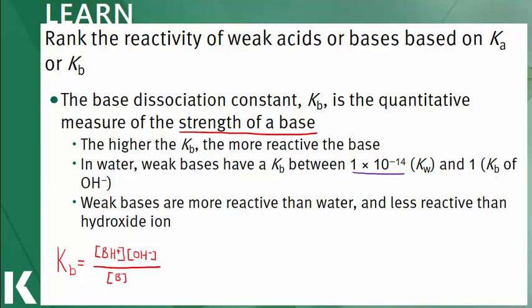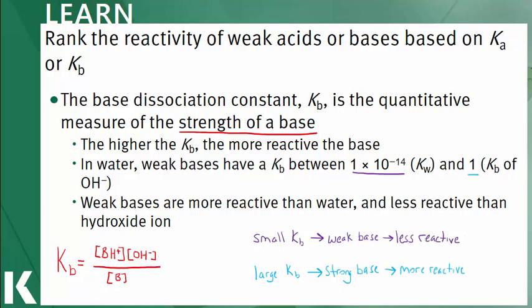A Kb of 1 times 10 to the negative 14th is a small number, and a small Kb indicates a weak base. A weak base will dissociate less, so we'd expect it to be less reactive. Again, the opposite trend holds true when Kb is larger. As the Kb approaches a value of 1, the larger Kb tells us that we have a strong base. Since the base would be expected to dissociate more, it would be more reactive.